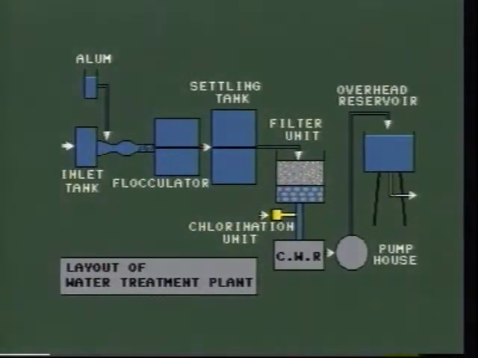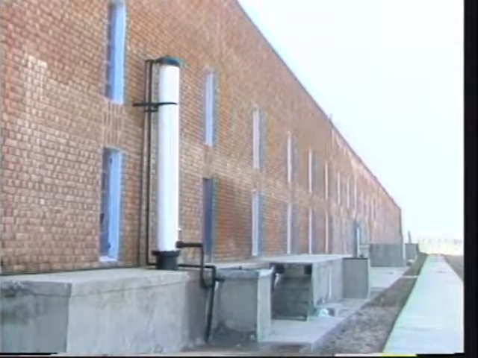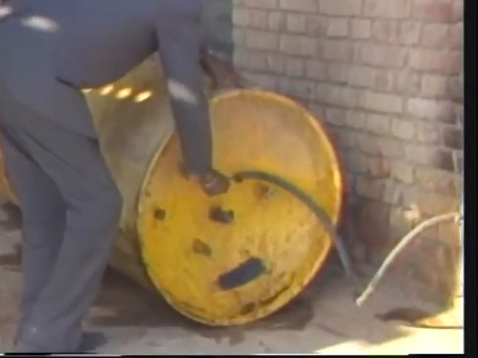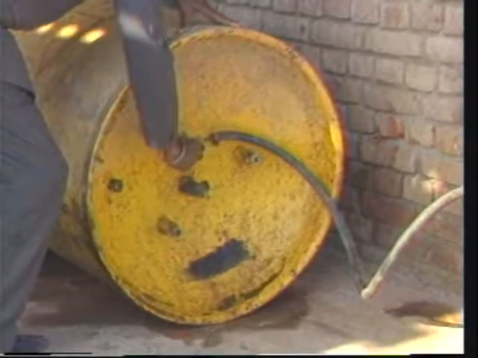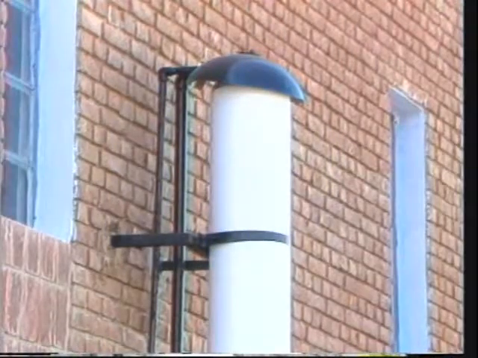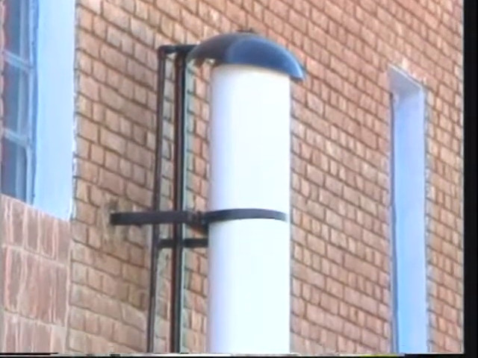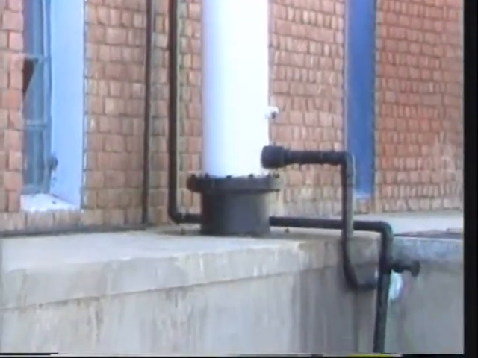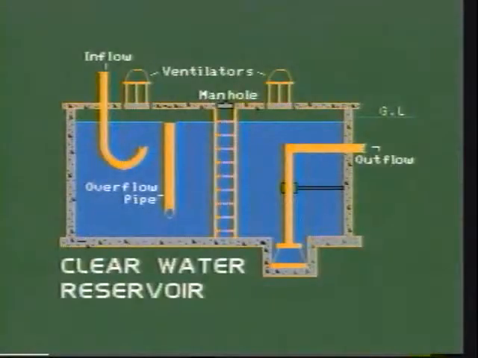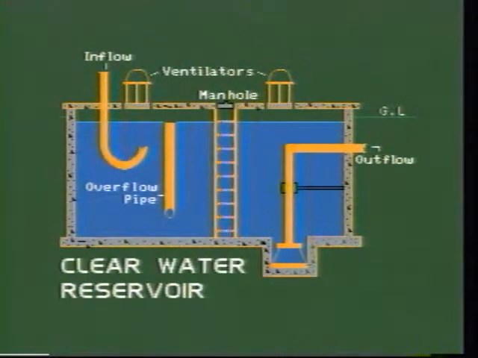Chlorination is done to render the water free from disease-causing bacteria. Chlorine from the tank is mixed in a specified dosage with a small quantity of water in the chlorinator. This solution is then injected into water that flows to the clear water reservoir. Clear water reservoir is used primarily as a tank for storage of treated water.